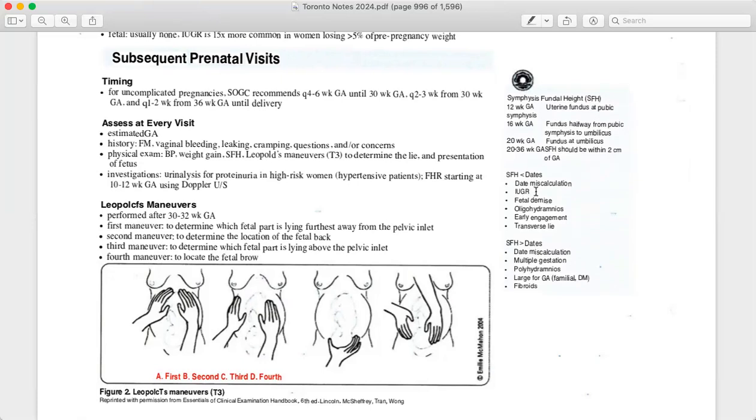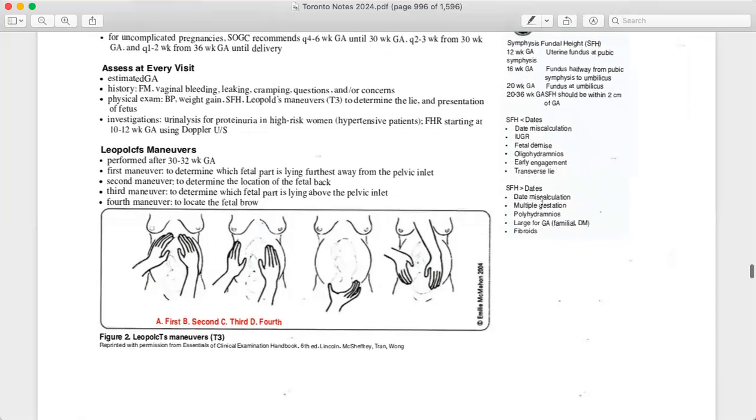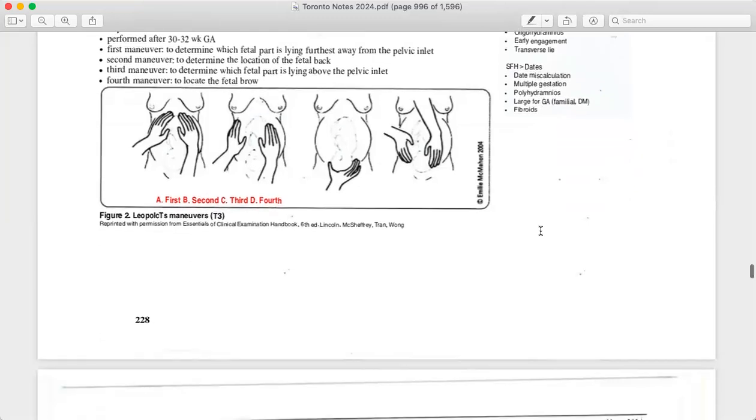It might be a dating complication, like maybe the date is not fully calculated and there is no dating scan. Also IUGR, fetal demise, oligohydramnios, and then fetal malposition like transverse lie. If it is more than dates, then date miscalculation, same thing. Multiple gestation, so there is more than one pregnancy, polyhydramnios, and large for the GA.